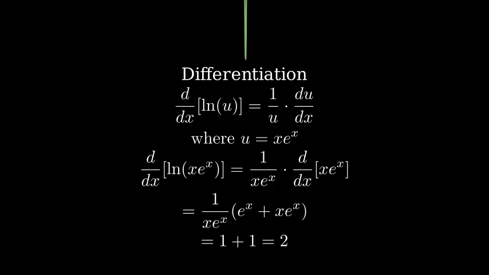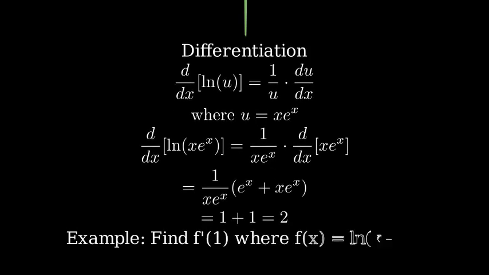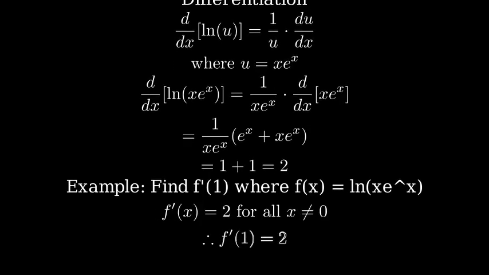Let's solve an example problem. Find the value of the derivative of ln of x e to the x at x equals 1. We just found that the derivative is always equal to 2, so at x equals 1, the derivative equals 2.